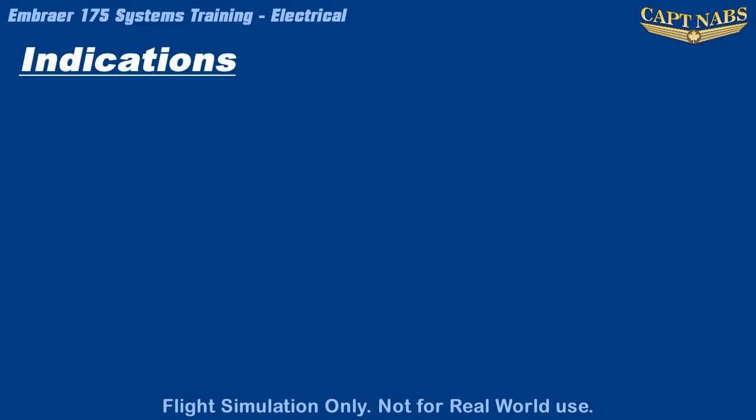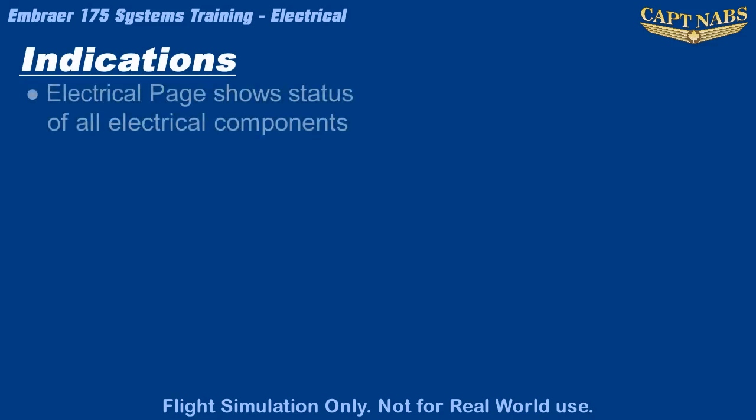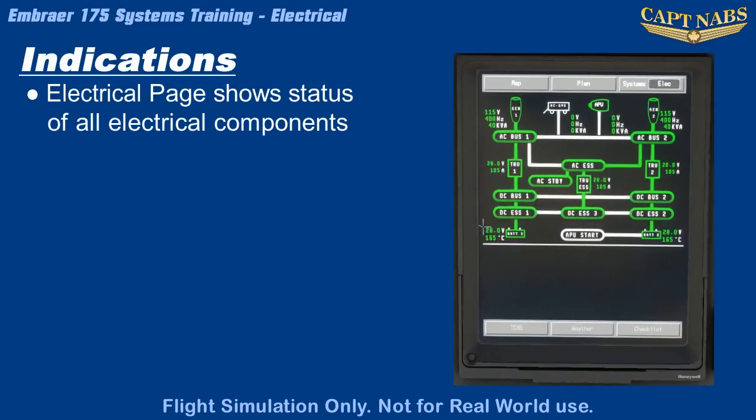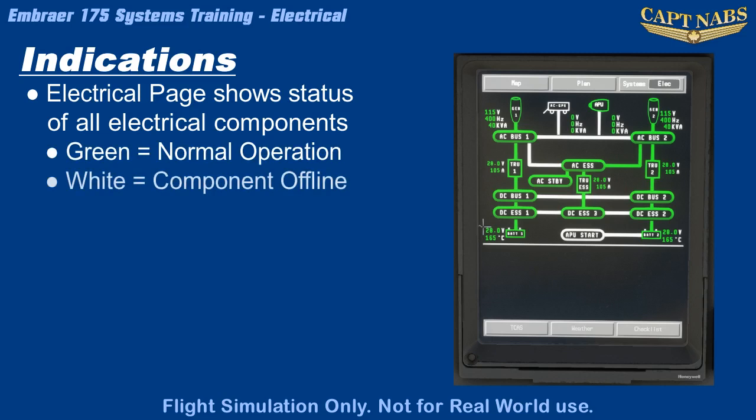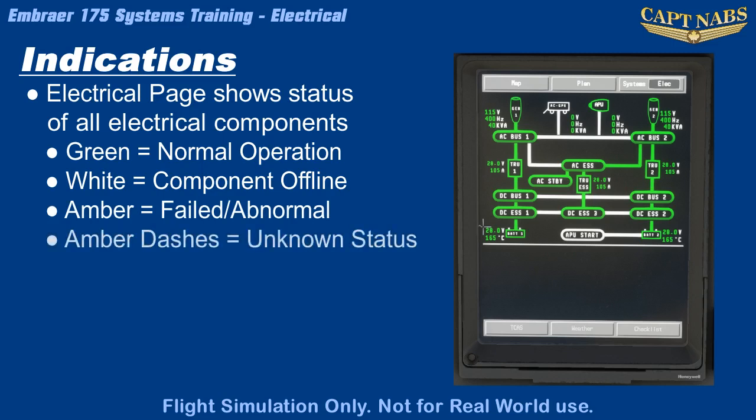The status of the electrical system is mainly observed through the electrical synoptic page on the MFD. This page shows a diagram of the major components of the electrical system, not unlike the diagram shown previously. The diagram uses a color scheme much like all other synoptic pages. Any component or line shown in green is operating normally. White indicates a component that is off. Amber indicates a component that has failed or operates abnormally, and amber dashes indicate a component whose status is unknown.